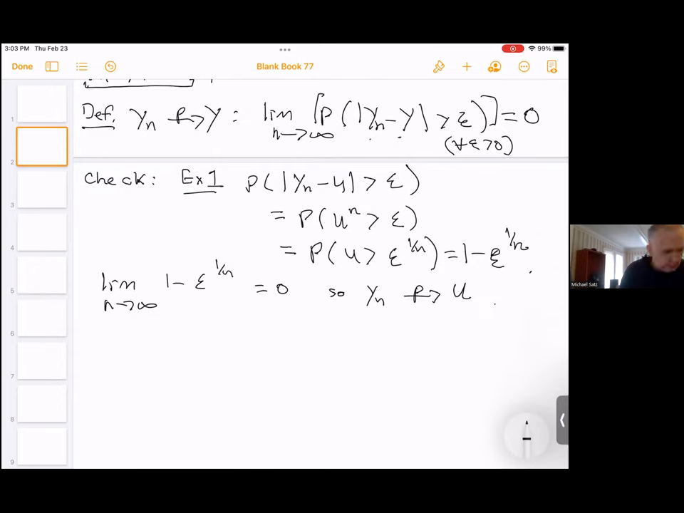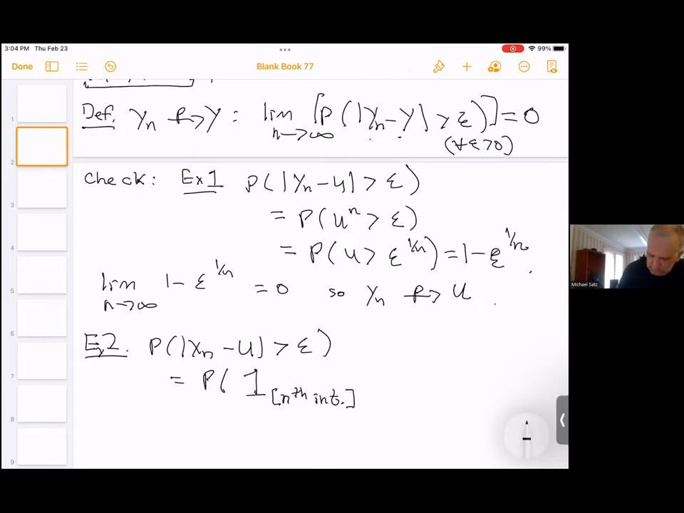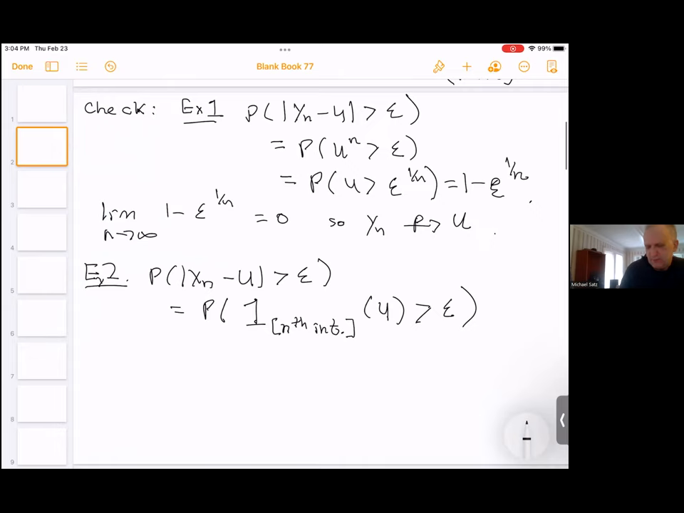So example 2, let's check this one for convergence in probability. So the probability, we call this Xn minus U, greater than epsilon. Again, just simplify. What's Xn minus U? It's just that indicator function, right? The U comes off. So this is just equal to the probability, again, I can take the absolute values off. This is always one or zero, nth interval of U, though, it's random. Probability this is greater than epsilon. We're going to take the limit as n goes to infinity at the end.